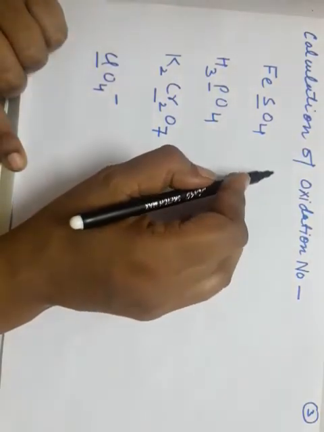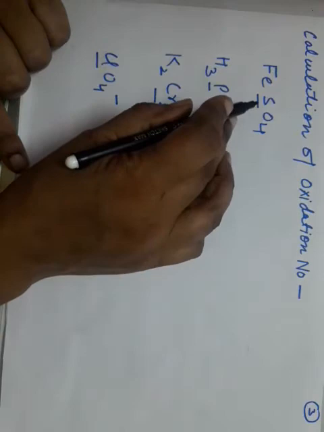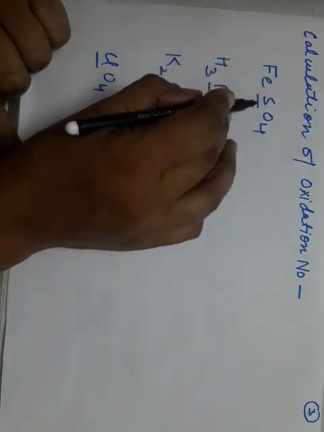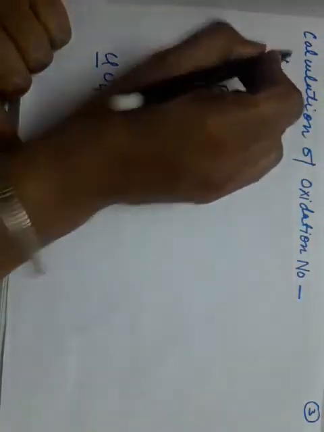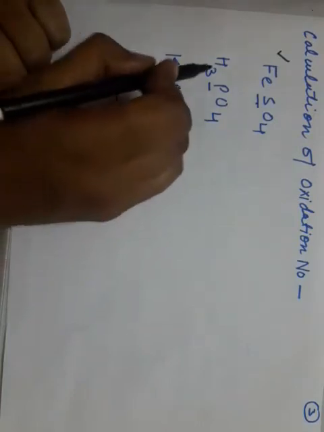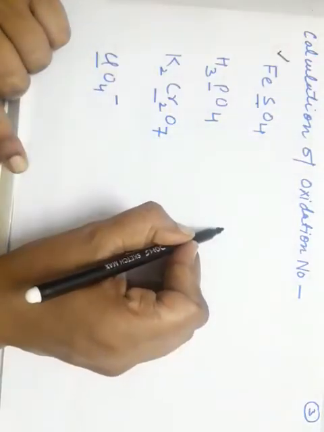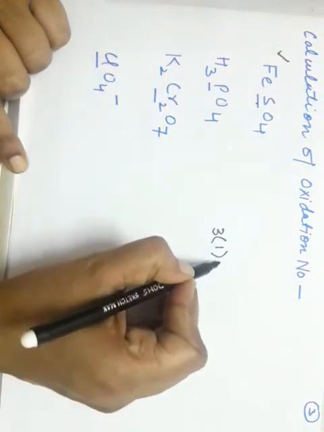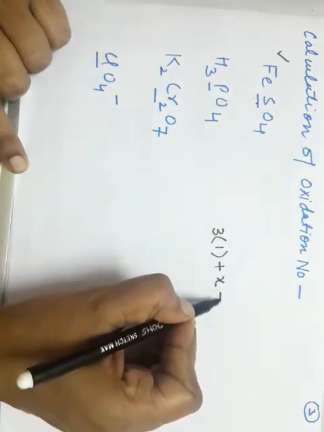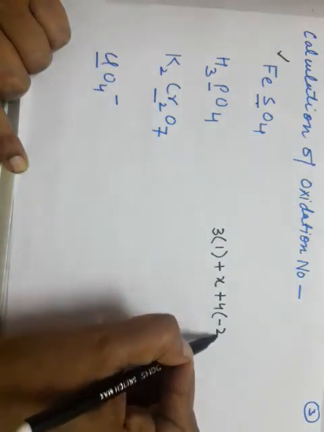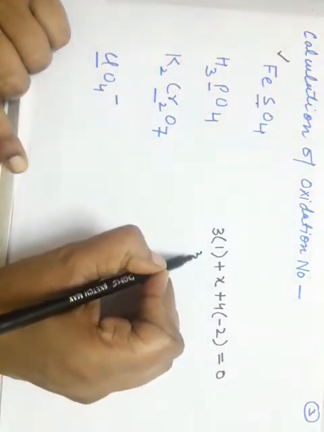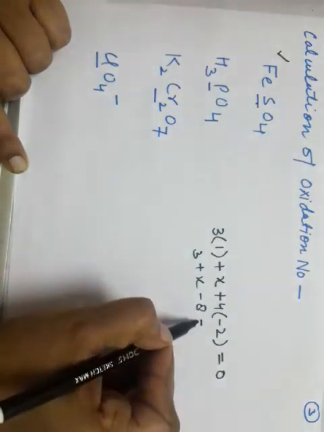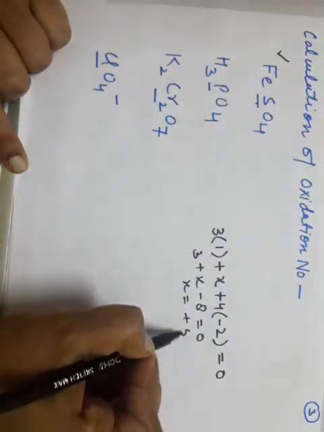Let's practice calculating the oxidation number of a given element. See, FeSO4, we have to calculate the oxidation number of sulfur. We will do it later on. First, we are going to discuss how to calculate the oxidation number in H3PO4. In H3PO4, hydrogens are 3 in number and their oxidation number is +1. Phosphorus we have to calculate, and oxygens are 4 in number with oxidation number -2, and it's a neutral molecule, so the sum is equal to 0. So the oxidation number of phosphorus is +5.